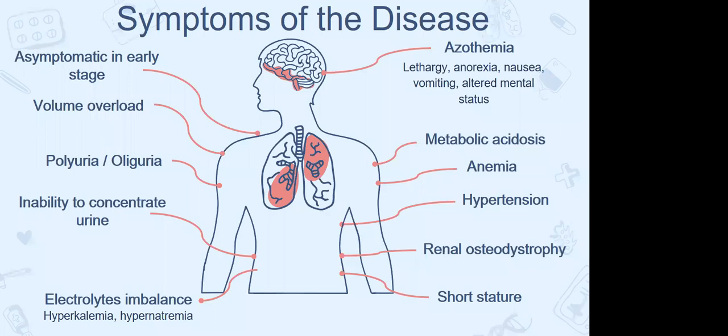And the next one is azotemia. Azotemia is when our body cannot excrete the excess urea. When the urea builds up in the blood, it results in lethargy, anorexia, nausea, vomiting, and it can also alter our mental status. And the next ones are metabolic acidosis, anemia, hypertension, renal osteodystrophy, and also short stature. All of these are complications of chronic kidney disease. I will explain them during the management part.